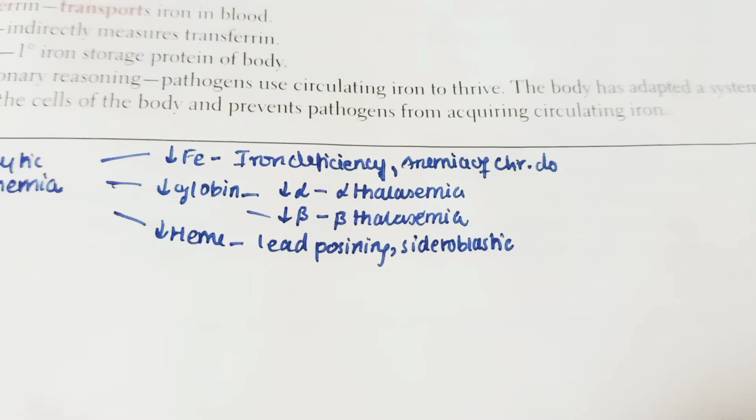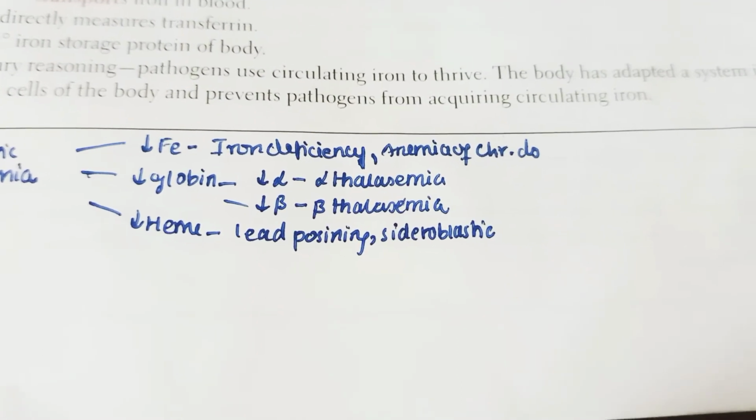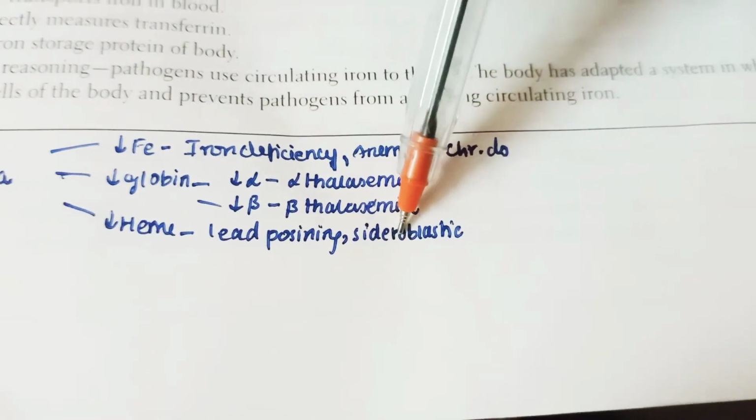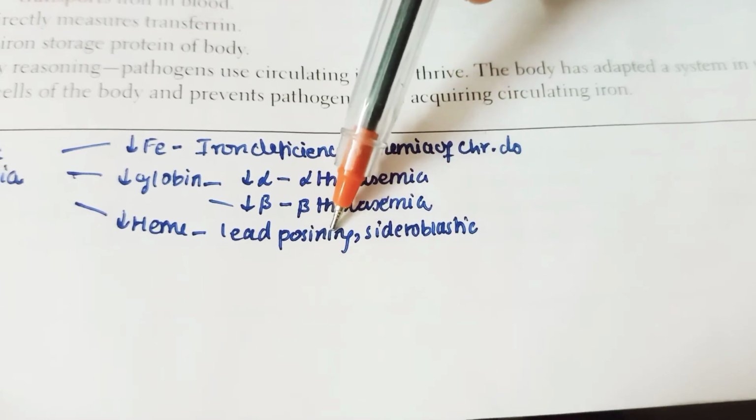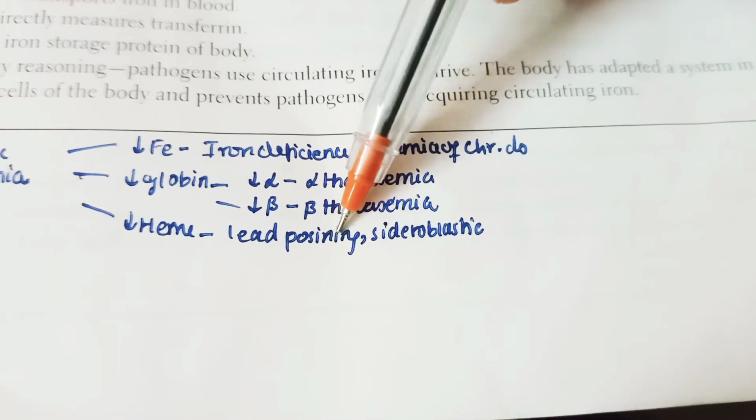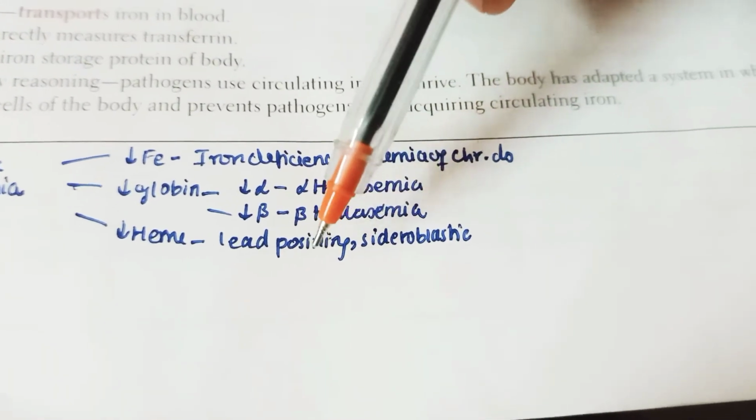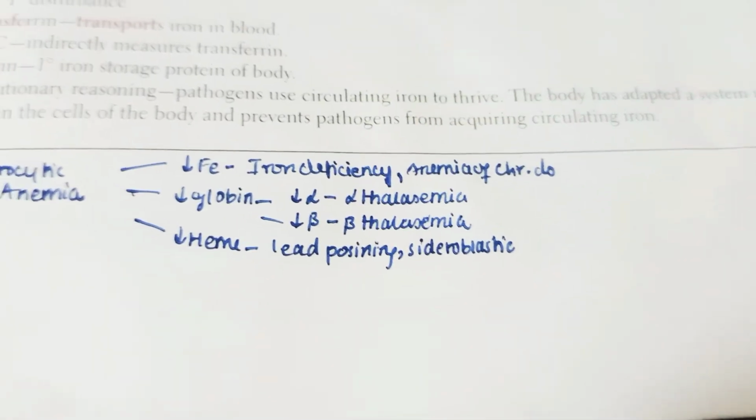Next, decreased heme. It is seen in lead poisoning and sideroblastic anemia. In sideroblastic especially, there is decreased porphyrin. In lead poisoning, as it is acting on ferrochelatase and ALA dehydratase, it will directly decrease the heme synthesis.